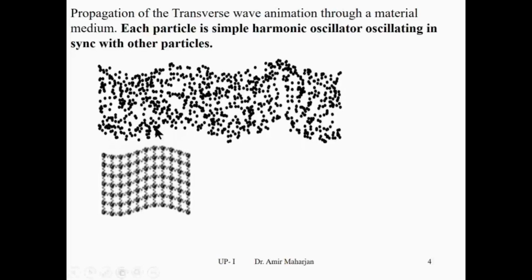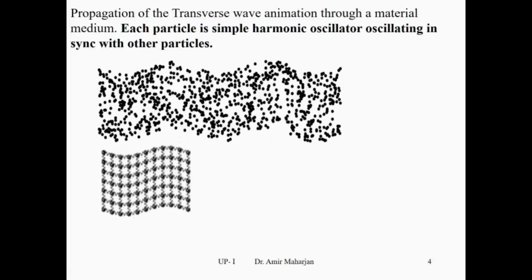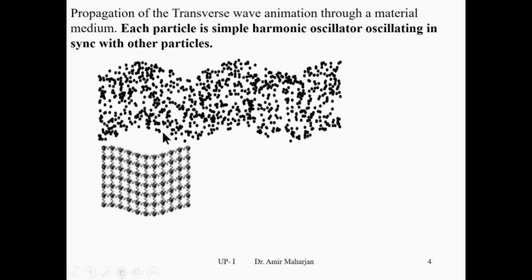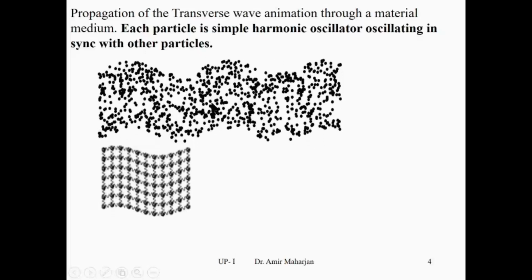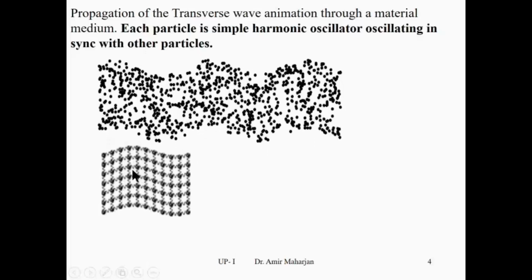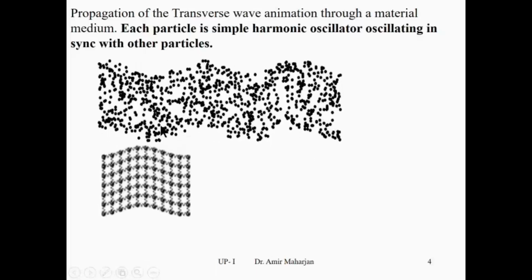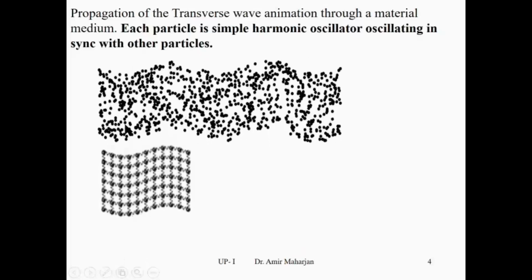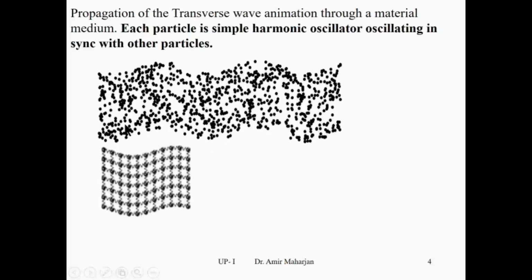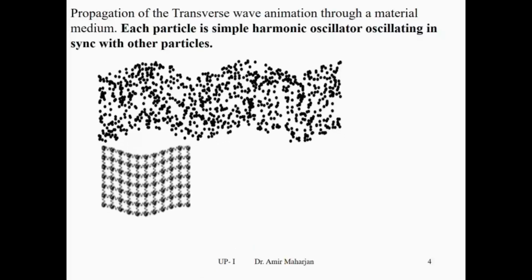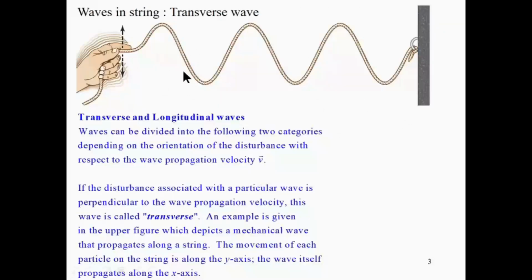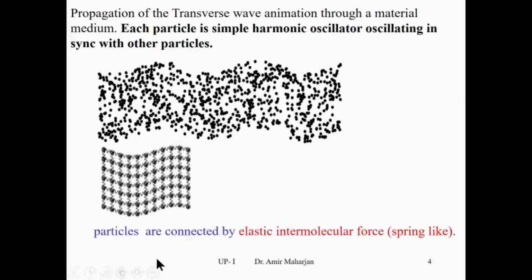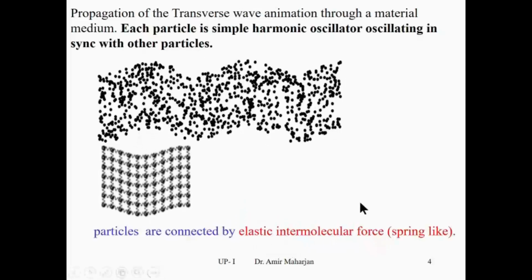It's called a transverse wave. So the particles are connected to each other by some weak intermolecular force, and that can be modeled by a spring-like force. So all these particles are oscillating, with a slight phase difference from each other, and this is called a transverse wave. An example is this, and the waves on a string are also an example of a transverse wave. So particles are again connected by an elastic, intermolecular, spring-like force.